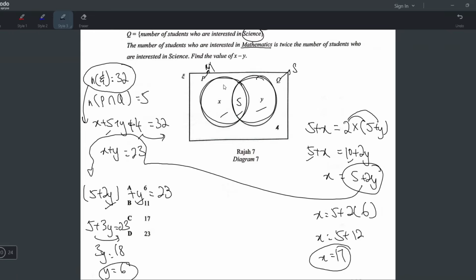This is your y value. But they're asking for x minus y. So take 17 minus 6, which is 11. So B is the answer. Yeah. All right, that's it.